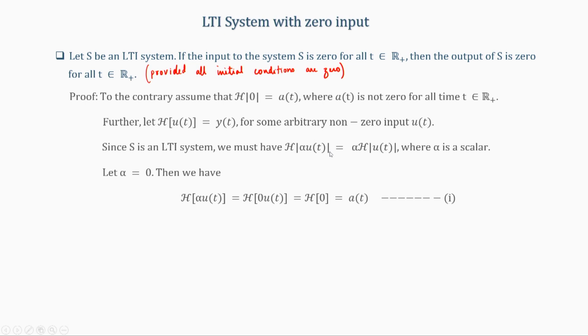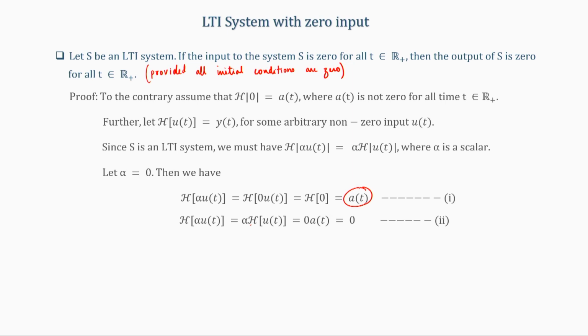So, then what can we write? Suppose alpha is 0. Then H of 0 times u(t) is H of 0, because 0 multiplied by any function is 0, but H of 0 is a(t). So, this is equation 1. There is another way of writing this same thing. H of alpha u(t), this alpha I can take out. I took out alpha, alpha times H of u(t), but alpha is 0, and 0 times a(t) is 0. Both these equations are correct.